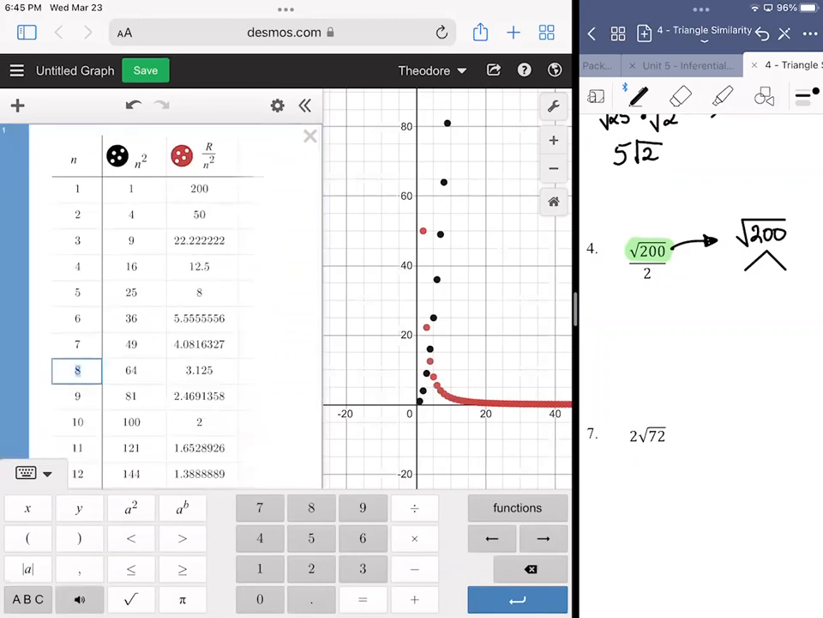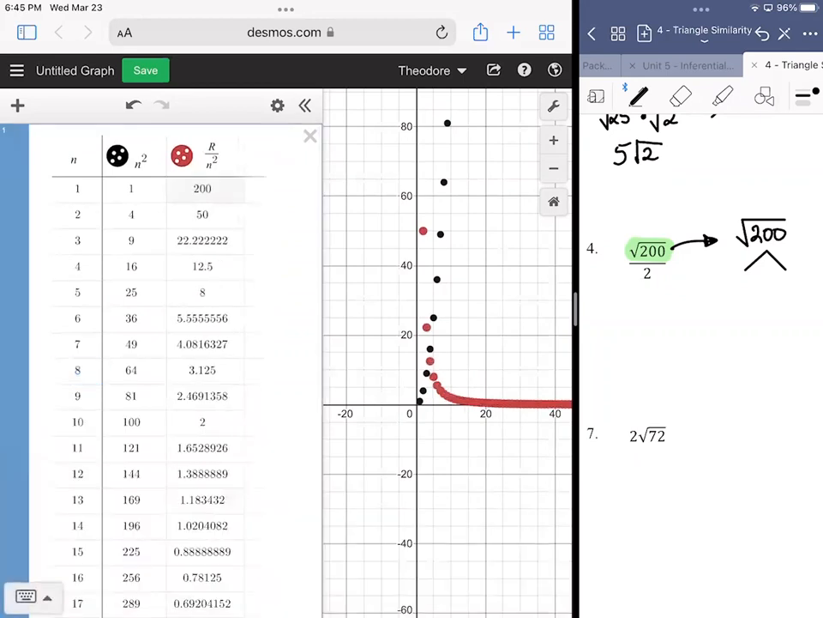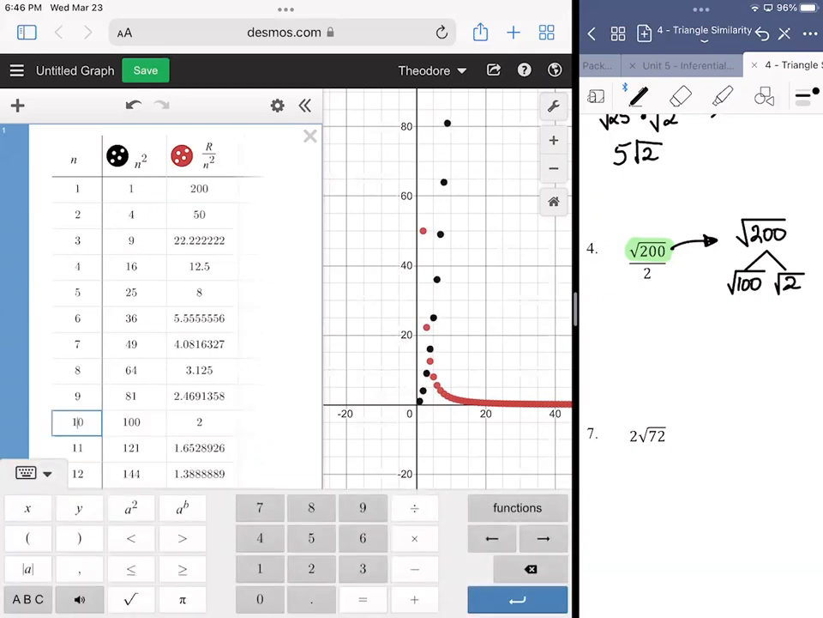And so now, see that top entry here is a 200. I look at my 100. 100 times 2 is 200. 100 is a perfect square, so that would be my perfect square factor. And then the 2 is not perfect and it can't be broken down any further. The square root of 100 is 10. So 10 radical 2.